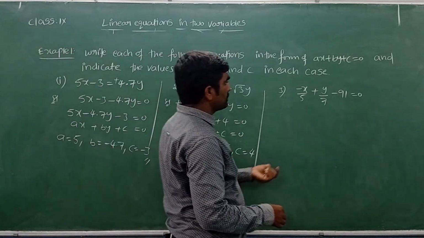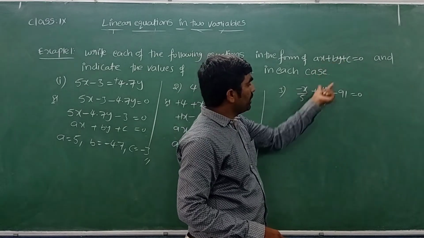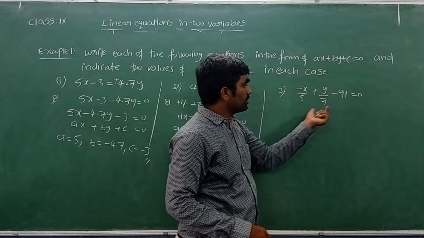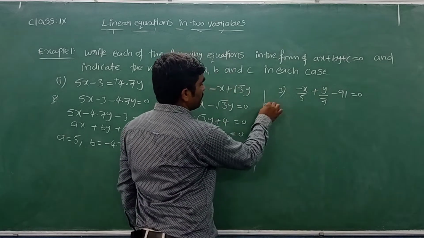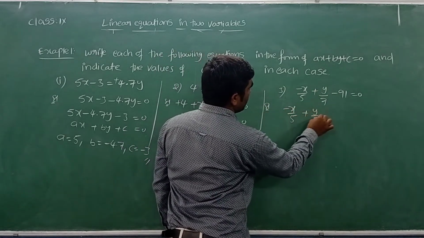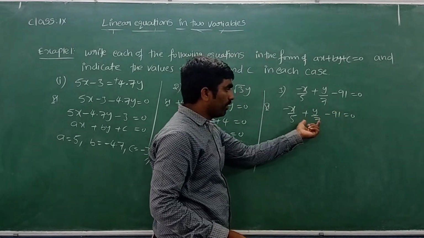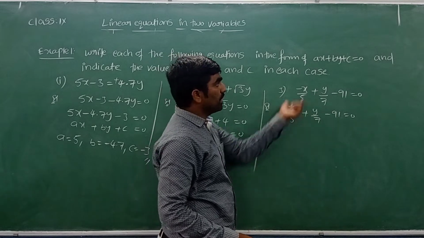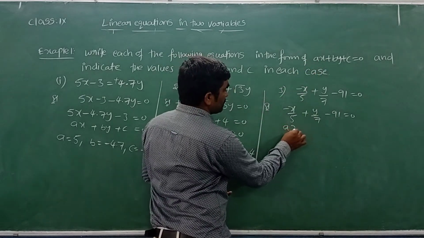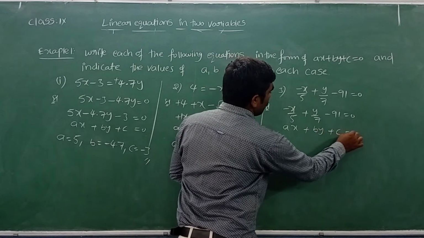Now let's simplify this. We need first the x term, and I already have the x term, second we need the y term, then we need the constant. Yes, it looks like standard form only. Minus x by 5 plus y by 7 minus 91 is equal to 0. X term, y term and constant. It is in standard form. So do the comparison with the general form directly. Ax plus by plus c is equal to 0.